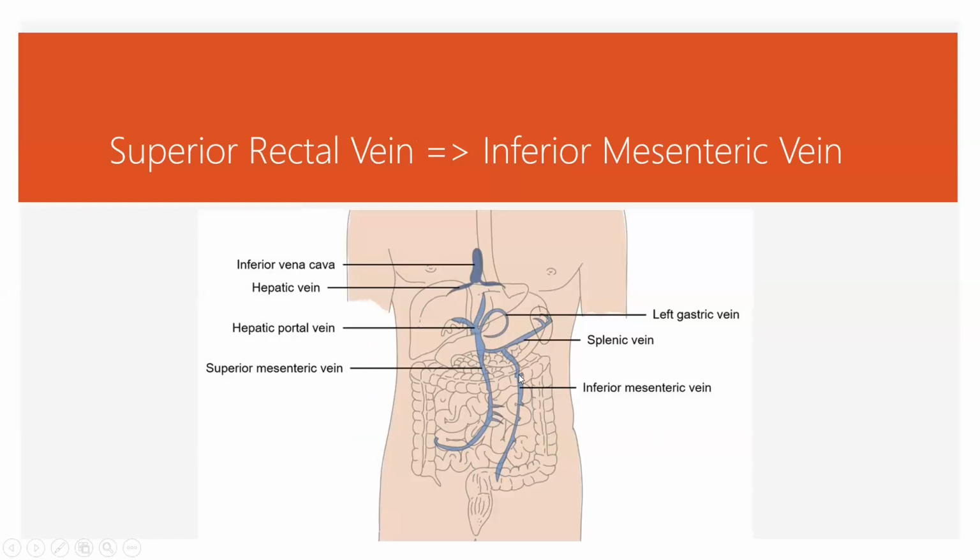Now, this is the vein that drains the sigmoid and the descending colon, and comes right up here to the splenic vein. And then that goes into the portal system. And so this has a very different route of draining than the inferior and middle rectal veins, and cannot be overlooked, no matter what kind.